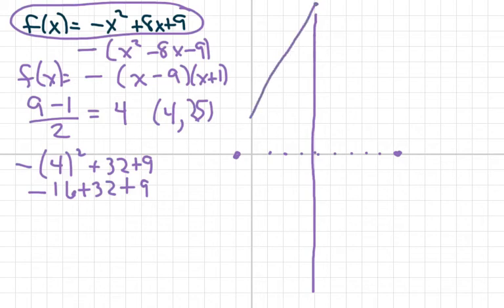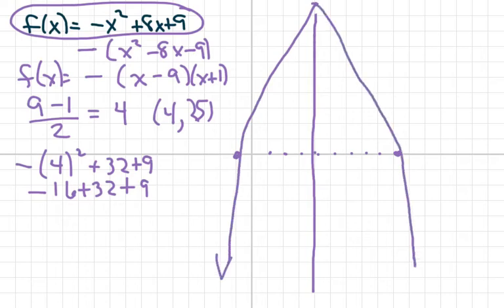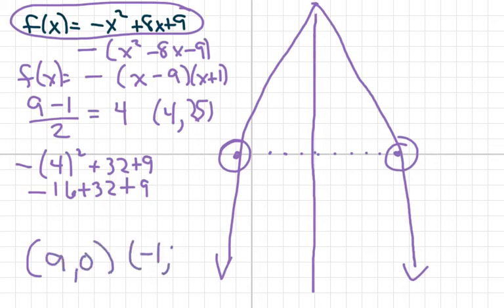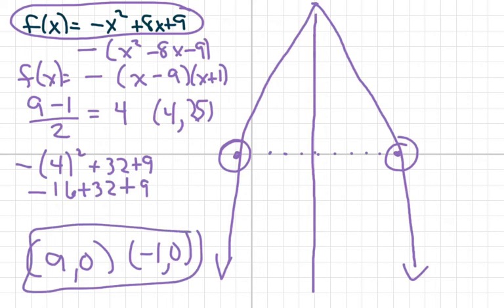It's going to open down because it's negative. And you had two solutions here, right here and right there. Our two solutions were 9 comma 0 and negative 1 comma 0, if you want the solutions. And that is all. The next thing we're going to do is use square roots to solve quadratic equations.